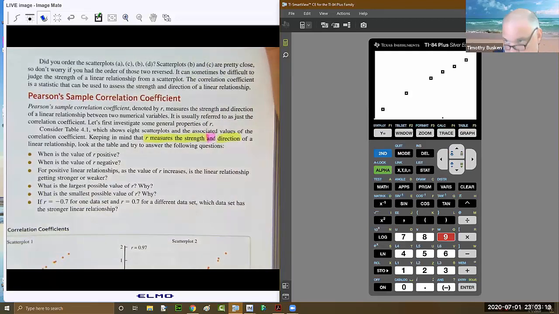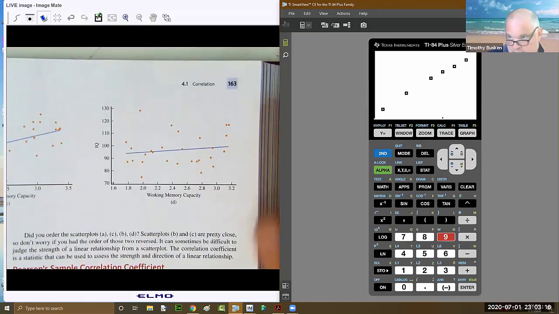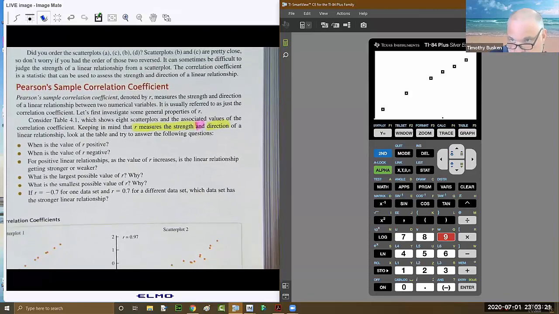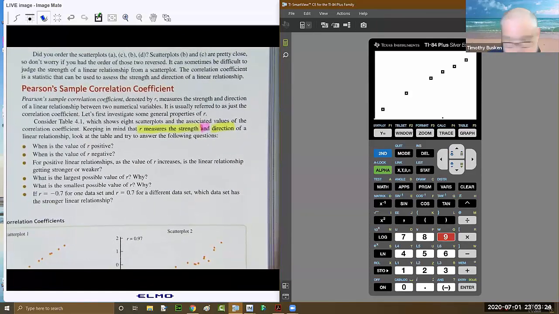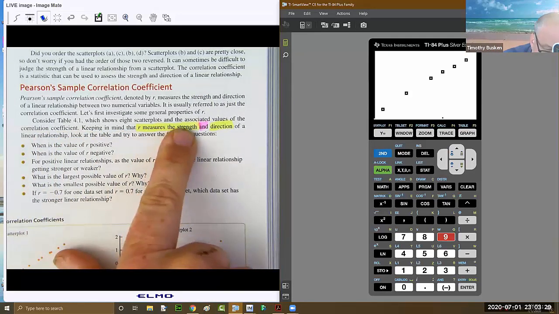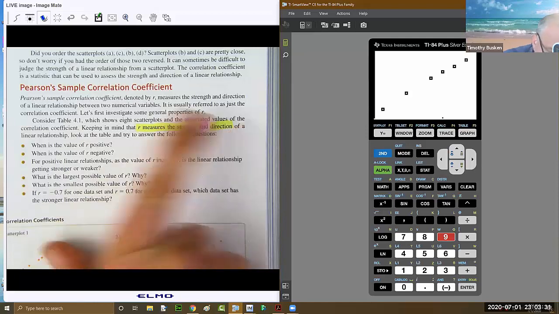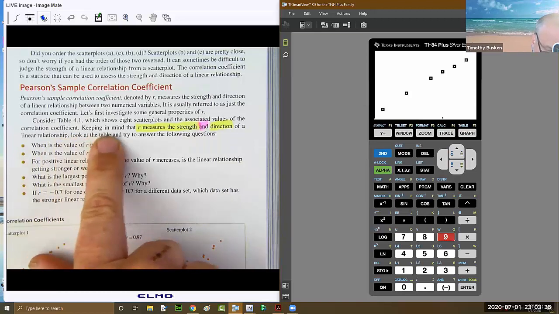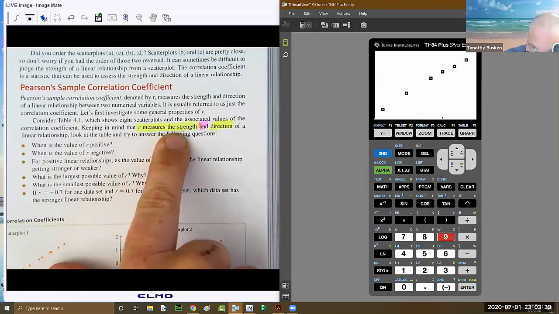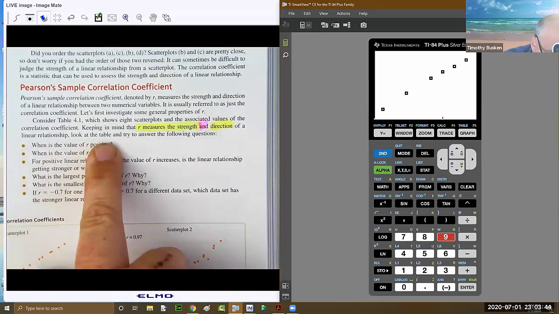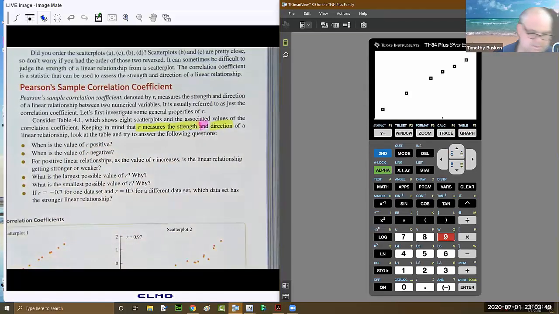So here I am on page 163 of the first edition of Roxy Peck's book. And let's take a look at the table of graphs that she's got here. Consider the table of 8 scatter plots that I'm about to show you here, and their associated values of the correlation coefficient. Keeping in mind that r measures the strength and direction of a linear relationship, look at the table, or look at the graphs, the 8 graphs, and try to answer the following questions.